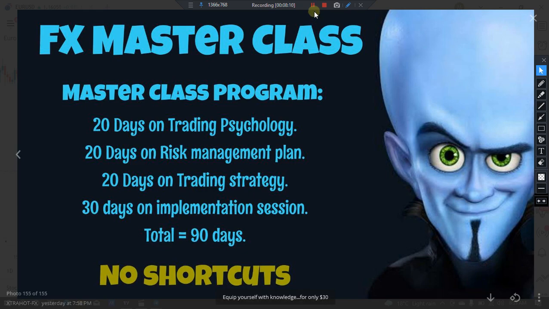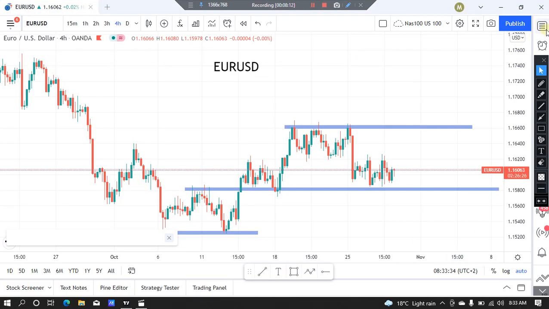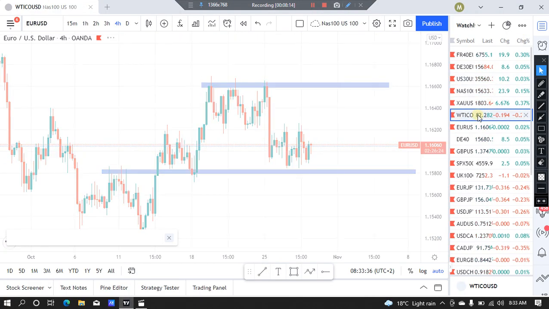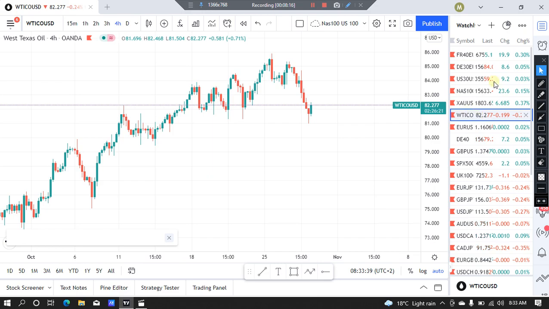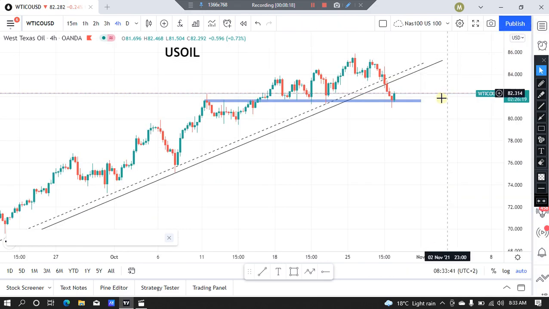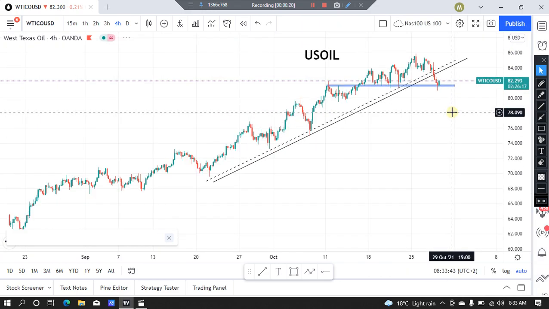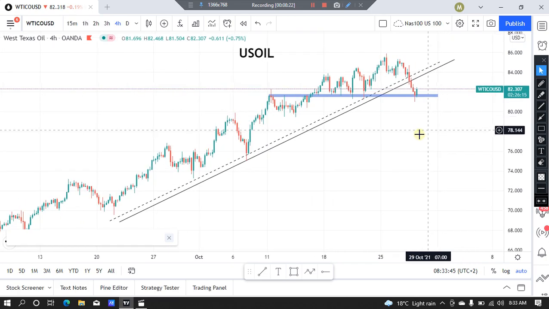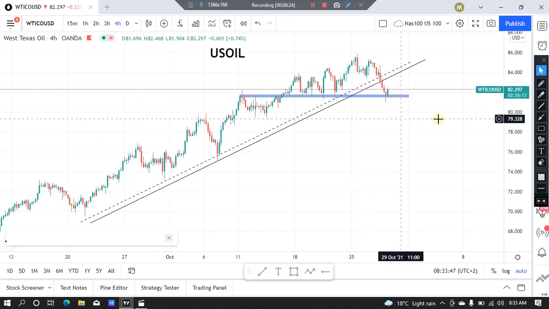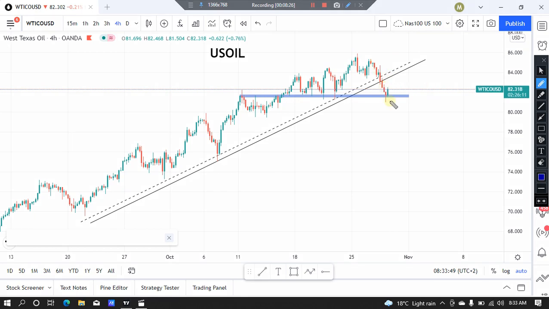Okay, so let's go back to our chart. Let's see what's happening on US oil. US oil is creating some nice move. This is also a 4-hour time frame. Today, I just want you to see the bigger picture. Why? Because we see some crazy moves happening. So it means we need to go back to what we actually do, so to use a bigger time frame.